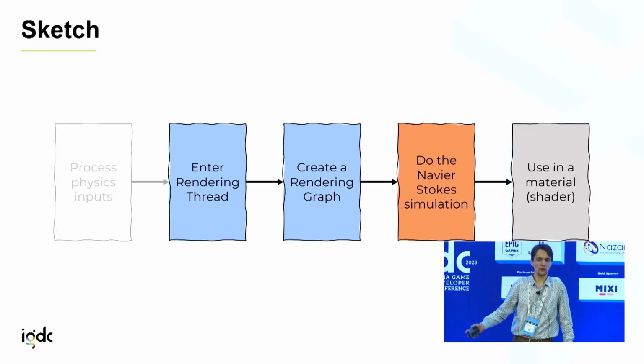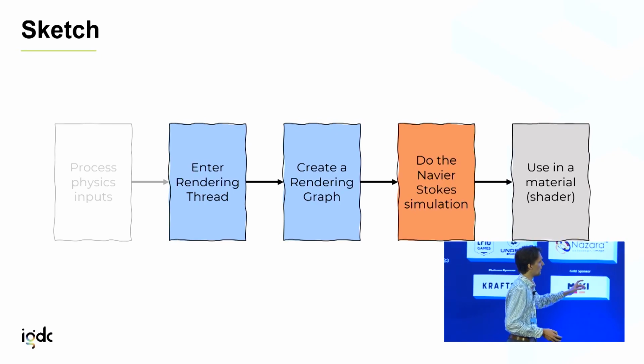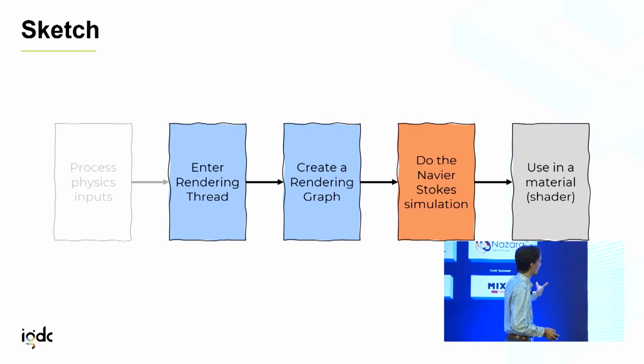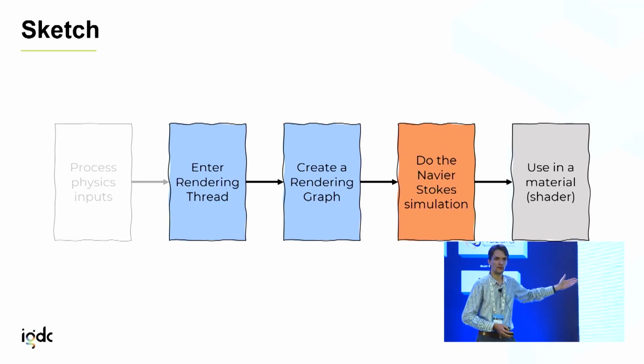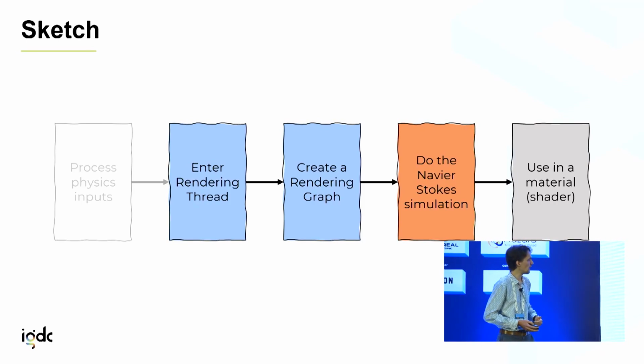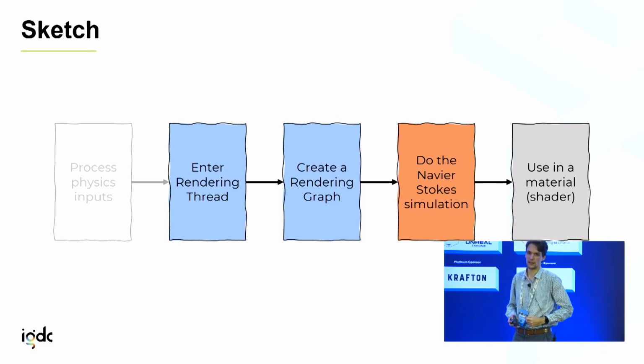Okay, so we have new knowledge. It's time to update our little sketch. So we process our physics input, we enter our rendering thread, we create a rendering graph where we'll define all our simulation steps, we do the Navier-Stokes simulation, and finally, again, we use that in our shader.